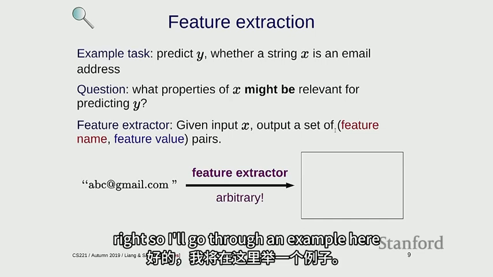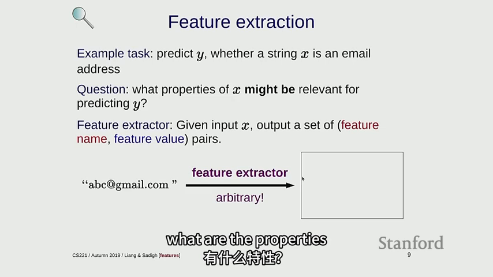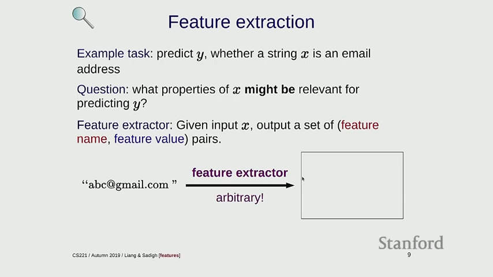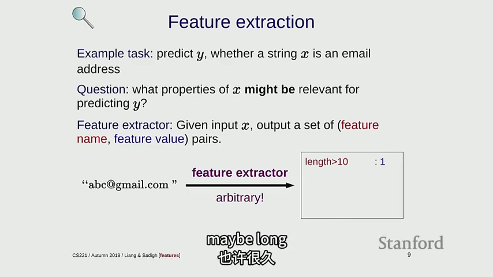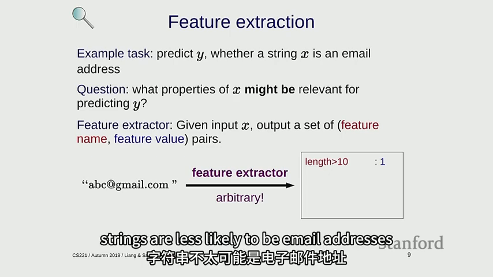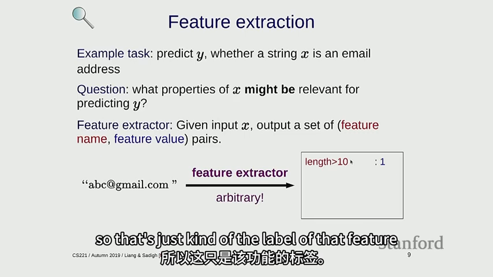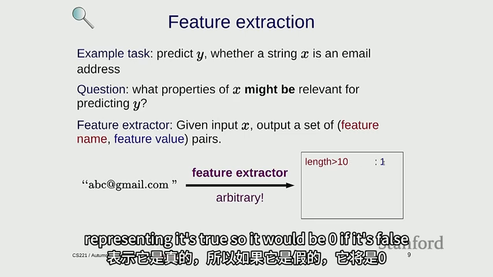I'll go through an example here. If I have abc@gmail.com, what are the properties that might be useful for determining whether a string is an email address or not? Well, you might consider the length of the string. If it's greater than 10, maybe long strings are less likely to be email addresses than shorter ones. Here the feature name is "length greater than 10." That's just the label of that feature, and the value of that feature is 1, representing true. It will be 0 if it's false.